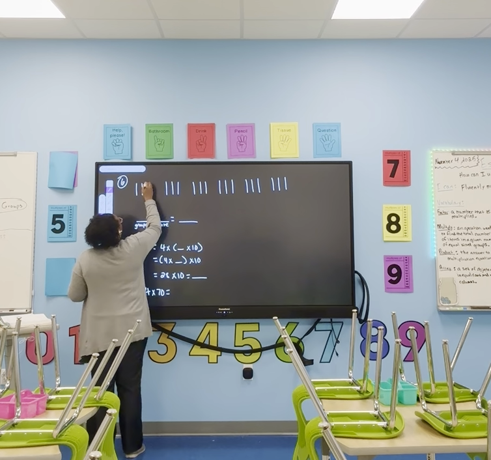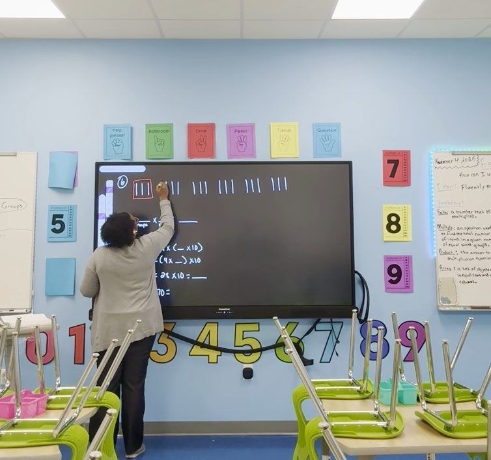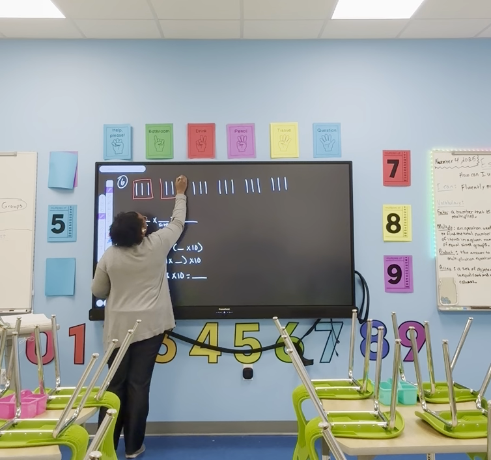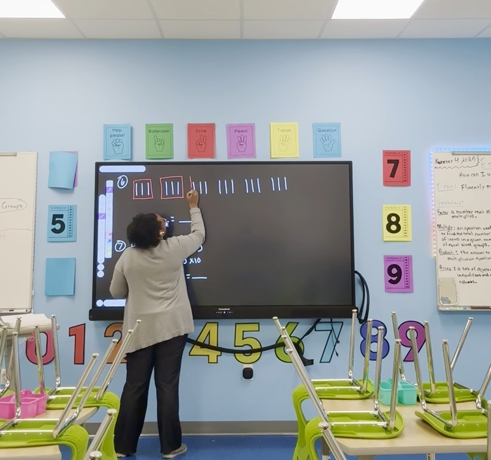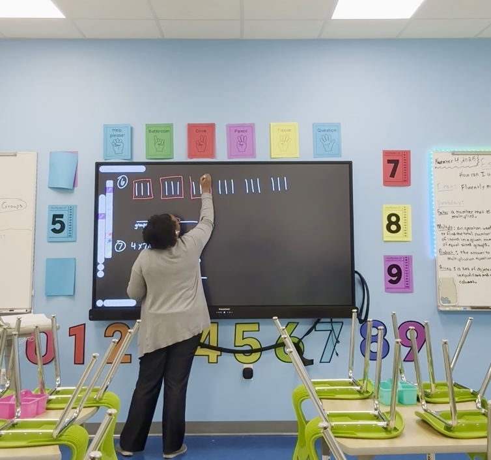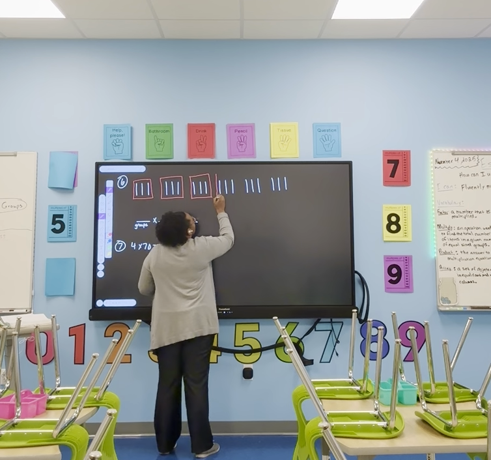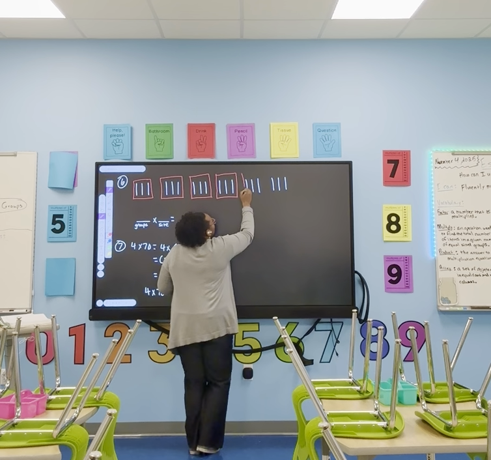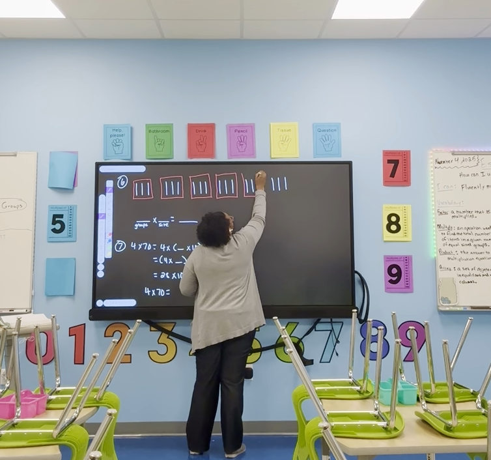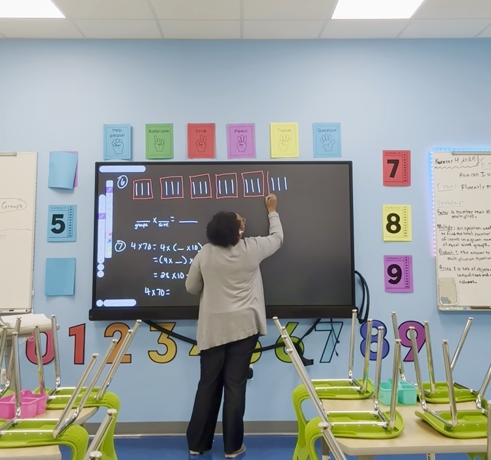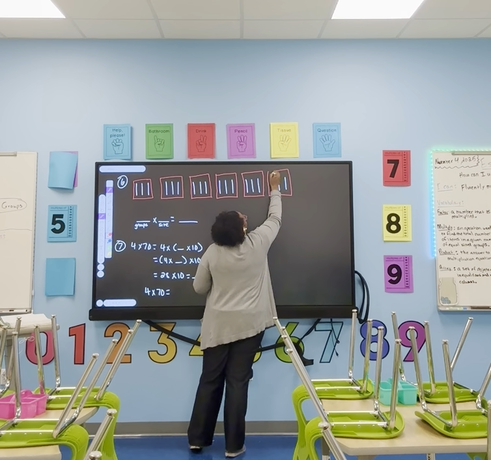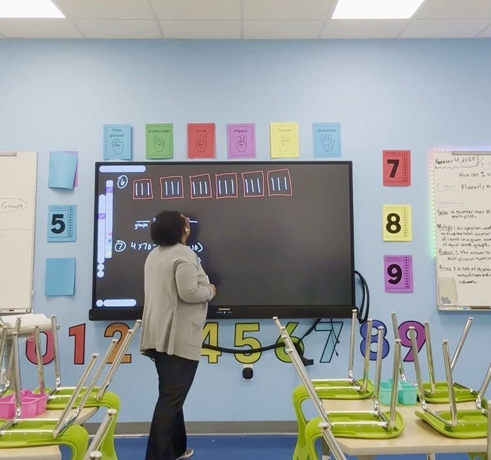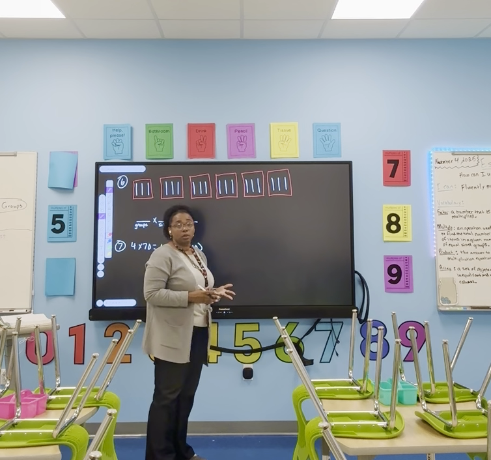So let's do that. So this is one group, 2 groups, 3 groups, 4 groups, 5 groups, 6 groups. All right, so these are my 6 groups.